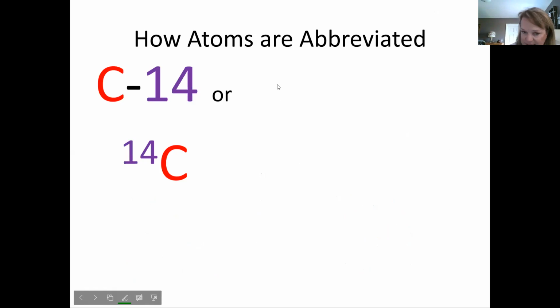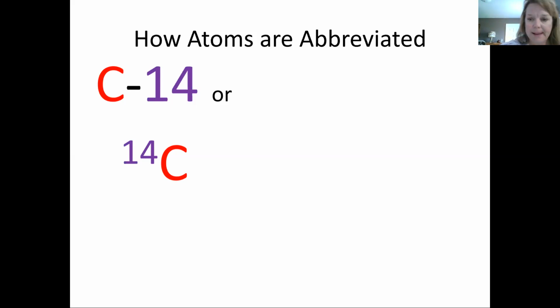We have another isotope of carbon known as carbon 14. Carbon has 3 isotopes: carbon 12, carbon 13, carbon 14. Carbon 12 is by far the most abundant. Carbon 14 is unstable. It's radioactive. If you've heard of carbon dating, this is the isotope that they're using to determine how old something is. Long story, we're not going to get into that.